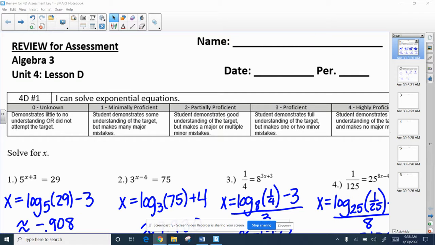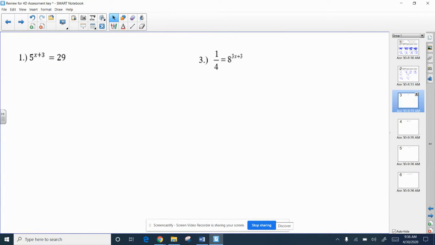Good morning, everybody. I am going to be working through the odd problems on the review. That way you can see where the answers come from. So starting with number one. Number one is an exponential equation.